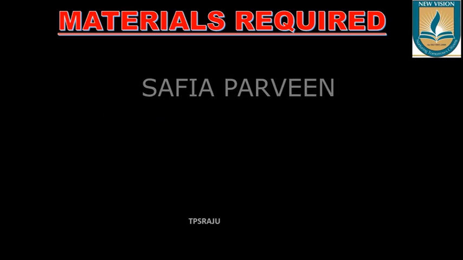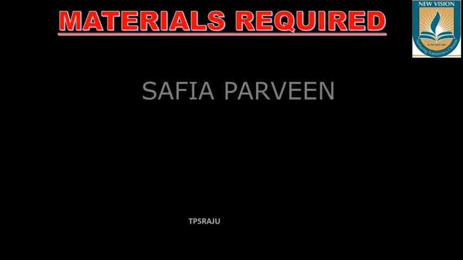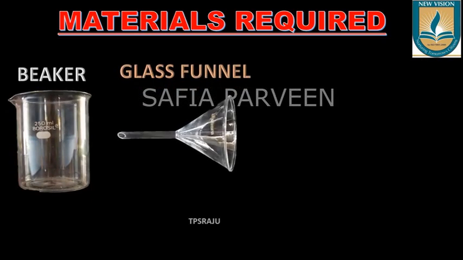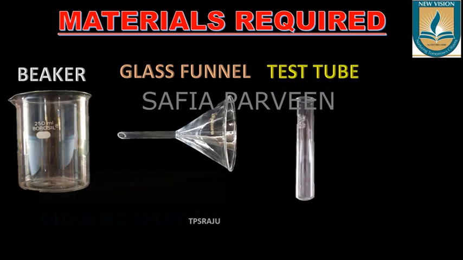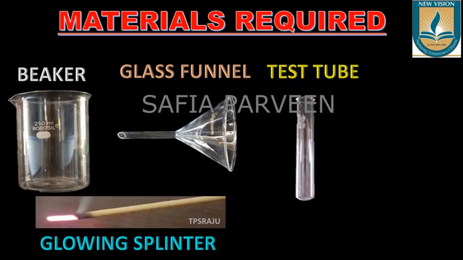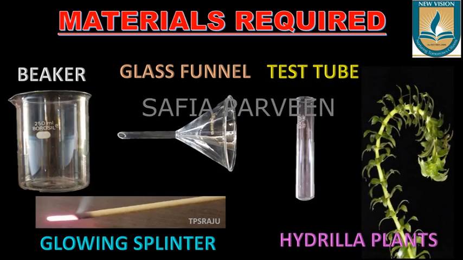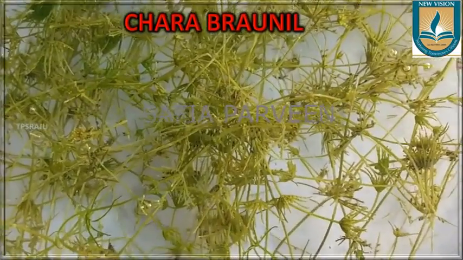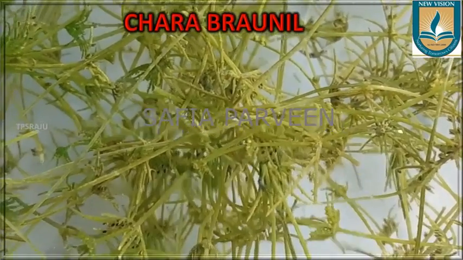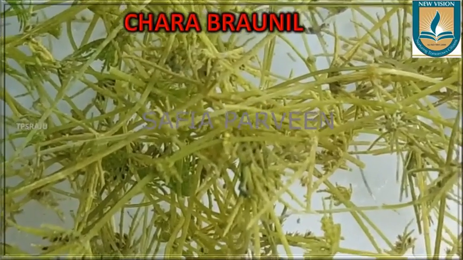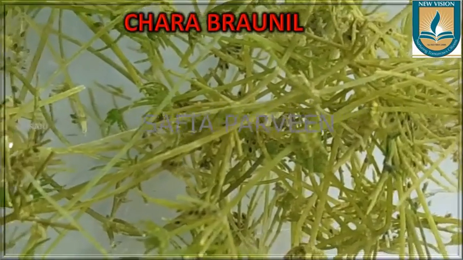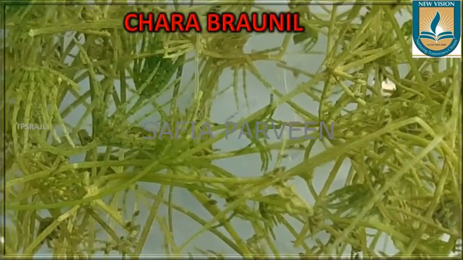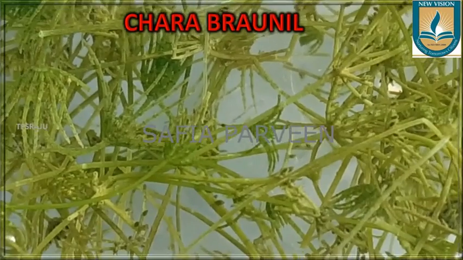The materials required for this experiment are a beaker, a glass funnel, a test tube, a glowing splinter, and a hydrilla plant. So this is the hydrilla plant, scientifically called Chara brownell. It is available in pond waters where water has been stagnant for a few days, a week or so. You can simply collect it from pond water and bring it for the experiment, children.